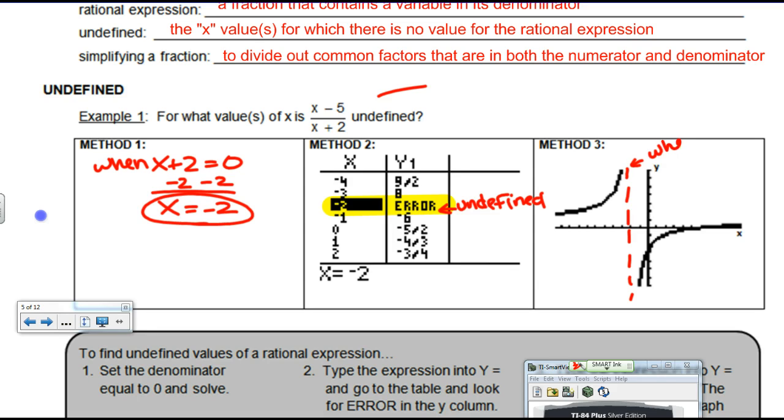Where the graph splits is a problem x. And if you notice, it's splitting at negative 2. So where the split is, that's the place where it's bad. Okay, so we'll try this one more time. Pause it if you need to.